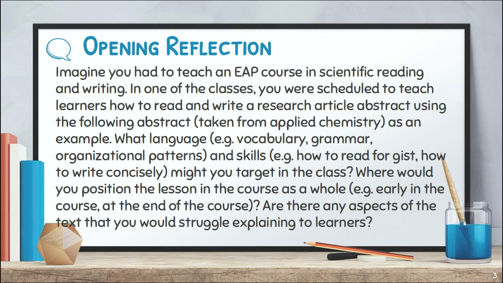So if I would teach an EAP course in scientific reading and writing, I'd like to focus on the organizational patterns and how to write an introductory or rationale at the end of the course as a skill and as the position. Where would I put or position the lesson in the course? So I would put it at the end of the course. So most likely as a form of project. And then, are there any aspects of the text that you would struggle explaining to learners?